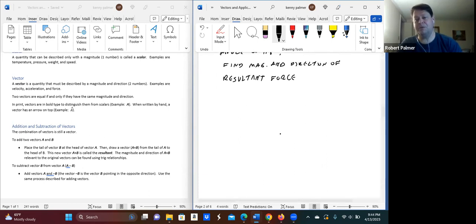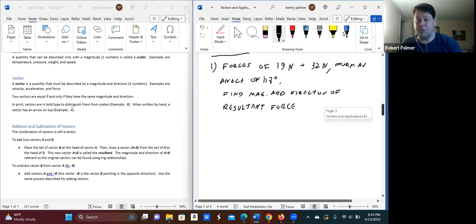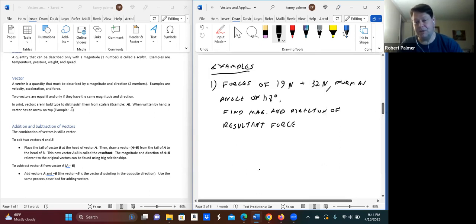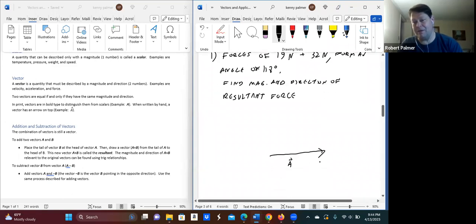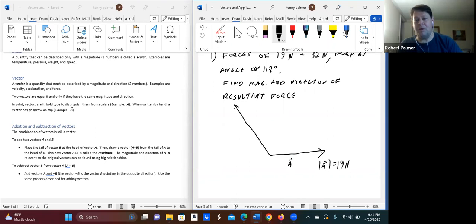Okay, so let's draw a picture of this. So we have two forces. If you want to call them A and B, you can. So let's call this force A, and the magnitude of A is 19 newtons, let's say pointing this direction. And this is B, and the magnitude of B, we said, is 32 newtons.